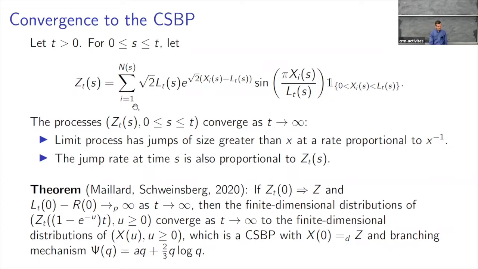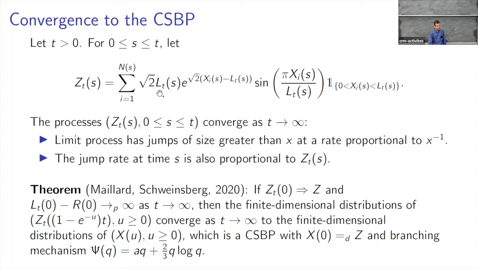So here we're taking a sum over all particles at time s, and a particle at the location x is making a contribution to this sum, which is proportional to e to the square root of 2 times x times the sine of pi times x over the right boundary L_t(s). And it turns out that this is going to give us a fairly good measure of the size of the process at time s. That contribution that we assign to a particle at x is coming from the density formula, which tells us roughly how much we expect that particle to contribute to the process at future times.